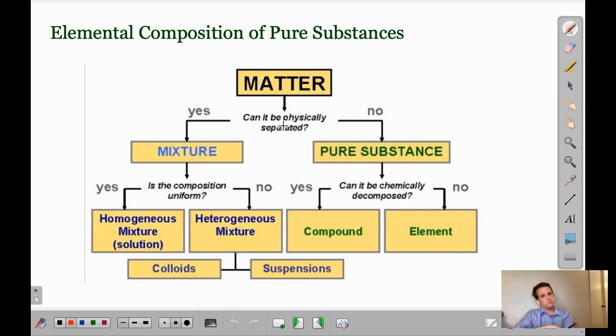Now let's look at pure substances. Can it be chemically decomposed is our big question. So can you break it down? For example, water, H2O, would be considered a compound. You can't put it through a filter and separate the hydrogen and oxygen, but chemically, you can do reactions that will turn water into its constituents, hydrogen and oxygen. An element, you can't do that. If you have a pure element, you can't decompose it down to anything lower than that. It's just one type of atom. So those are our definitions there.